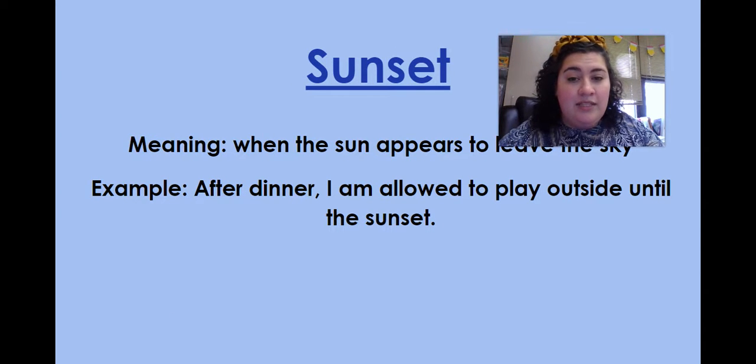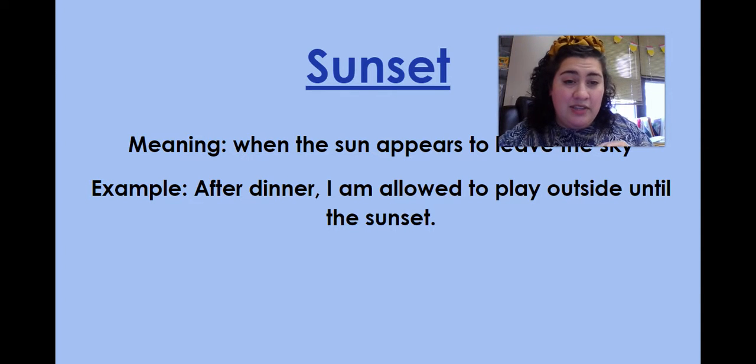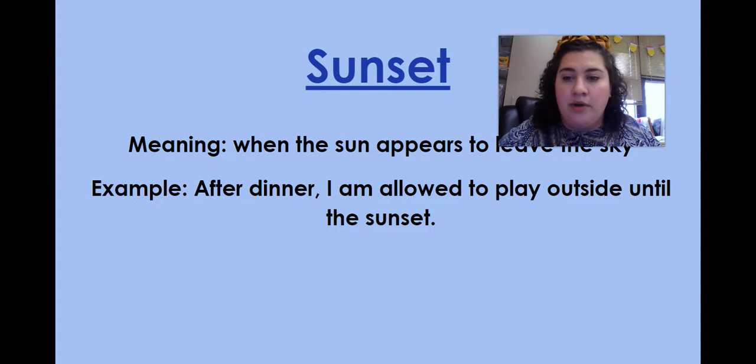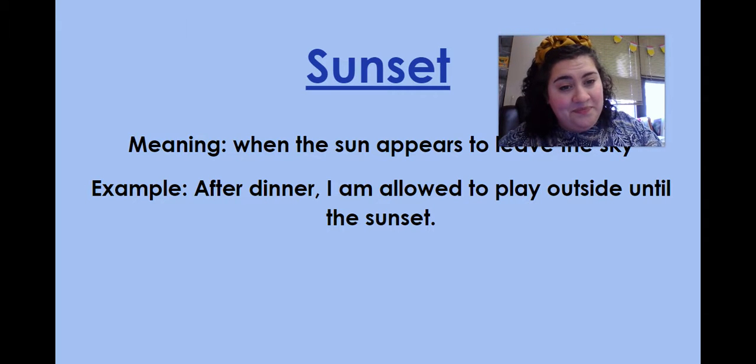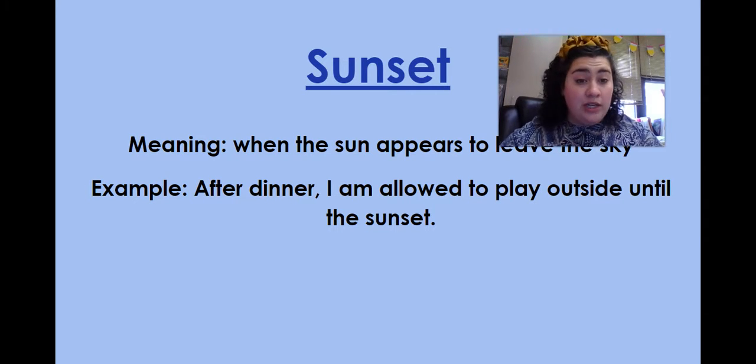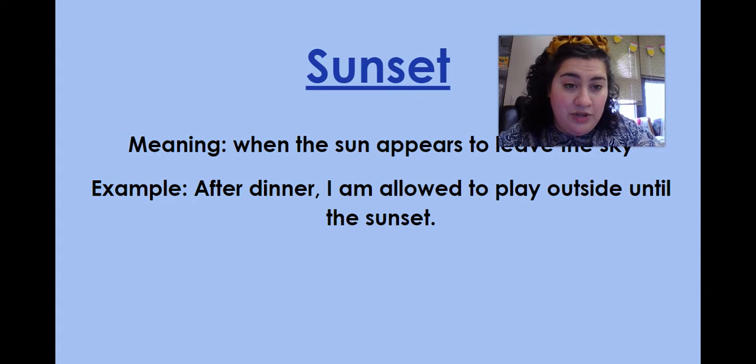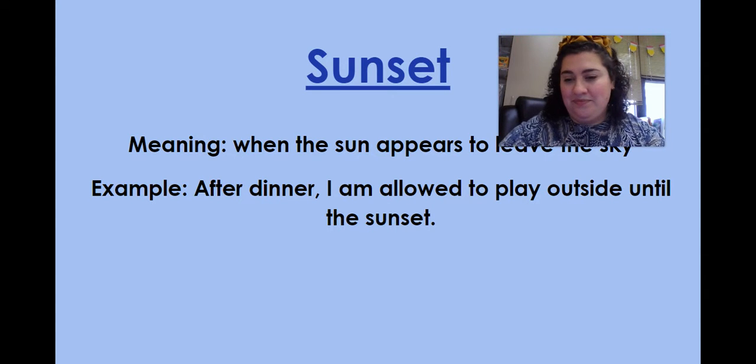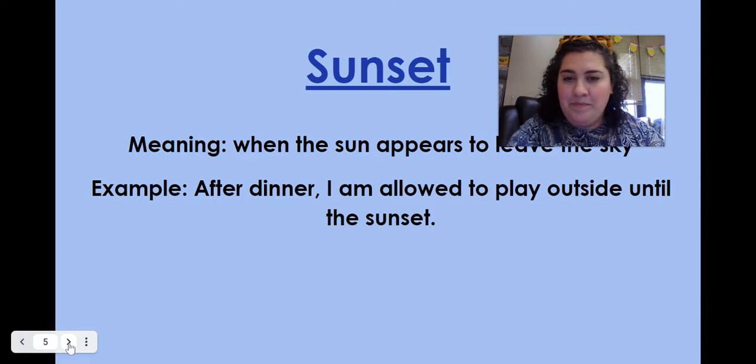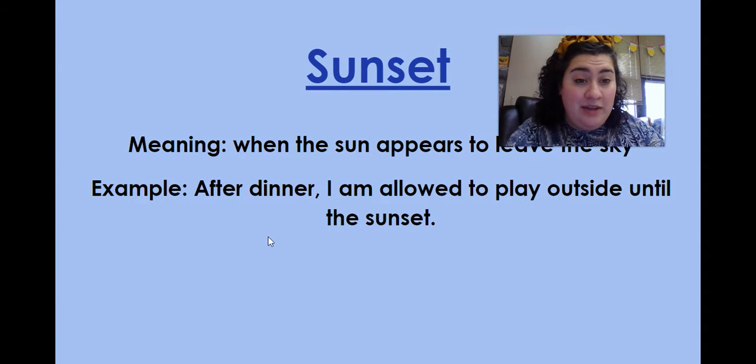Sunset. This is when the sun appears to leave the sky, and we don't see it in the sky anymore. For example, after dinner, I'm allowed to play outside until the sun sets. When the sun sets, it's dark outside, and we get light usually by street lights turning on, and that's sometimes when we have to turn lights on in our house. You can pause the video now to watch an example of the sun setting if you click on the word sunset right up here in blue.